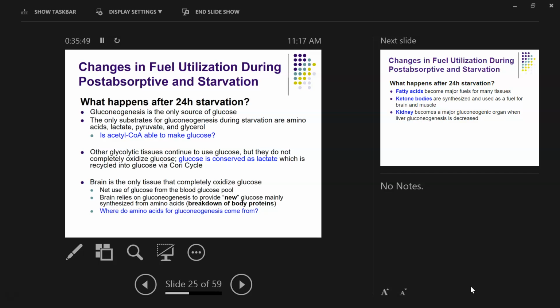Basically, we mentioned this earlier, we just want to go through it again, right? Gluconeogenesis now becomes a more important source of circulating glucose compared to glycogen, because glycogen is already gone after 24 hours. And the only substrates for gluconeogenesis during this time period are amino acids, lactate, pyruvate, and glycerol. I guess everybody knows, right? Acetyl-CoA is not able to make glucose. It's not a precursor of gluconeogenesis.